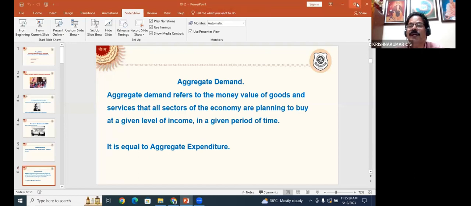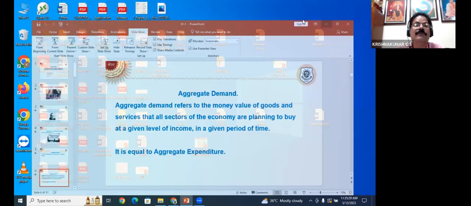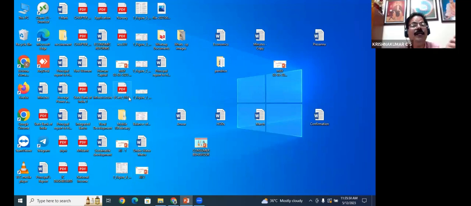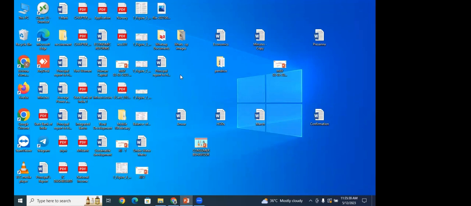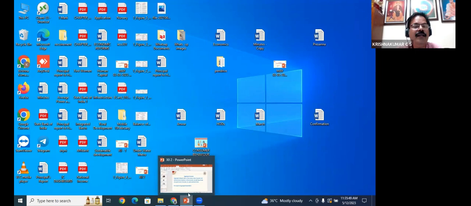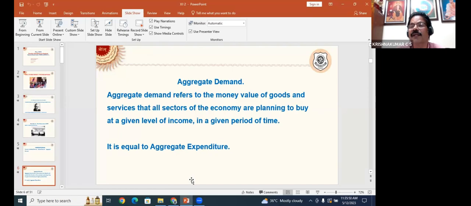What would be the shape of the aggregate demand curve? Tell me. Upward rising, sir. Yeah, it would be an upward rising one. Why does it rise upward? With increase in income. Income increases, aggregate demand also increases. Yeah, as income increases, aggregate demand will also increase.